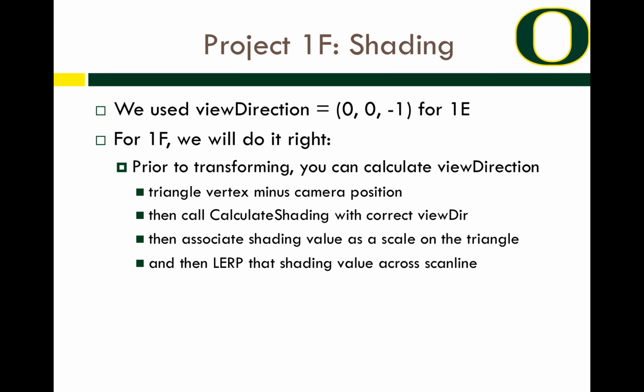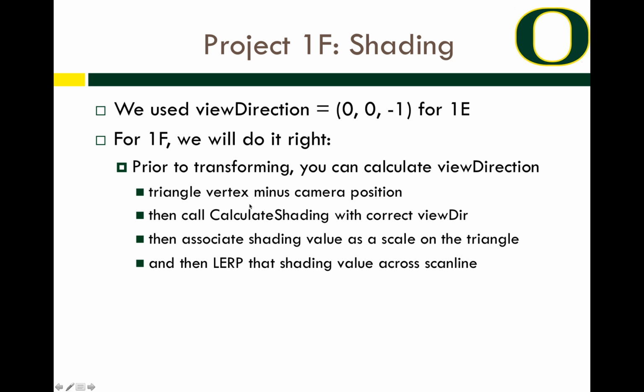Shading, okay. So for 1E, we used the view direction 0, 0, minus 1. For 1F, we're going to do it right. And what that means is, prior to doing our transform, prior to actually applying the matrix to every triangle, you can actually calculate the view direction. So it's the triangle vertex minus the camera position.